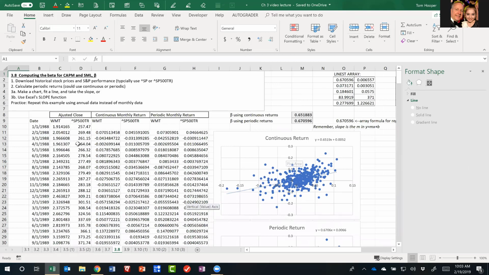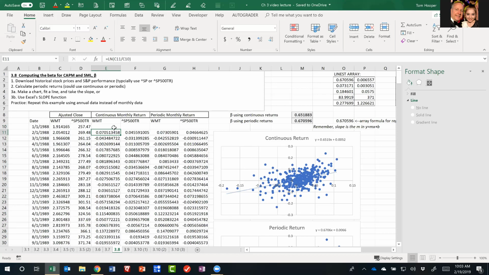The way we calculate it is we download our stock price history. I just went out to Yahoo and downloaded Walmart as an example, and I did monthly data since 1988. And then I downloaded this S&P 500 mutual fund or index for the same time period. And then I calculated a return for each month.